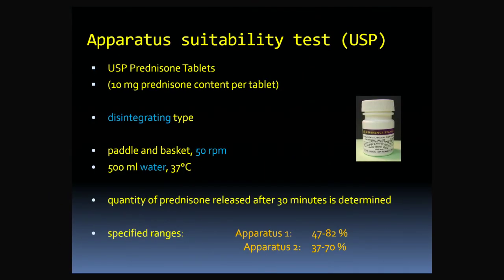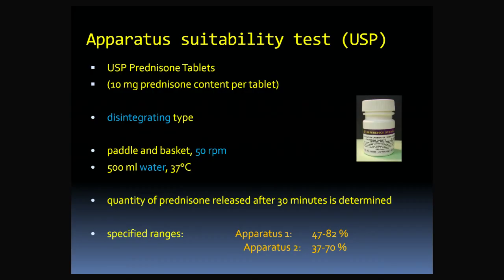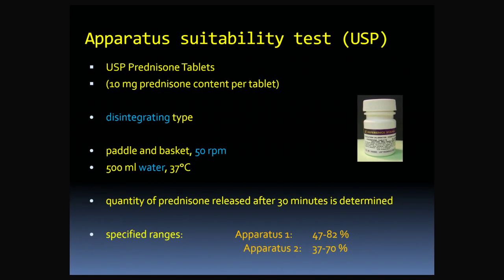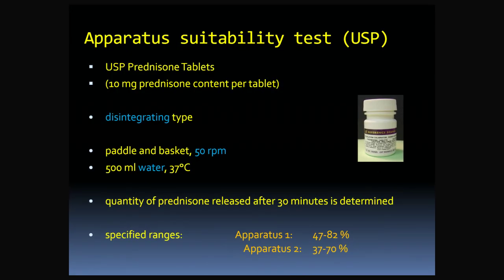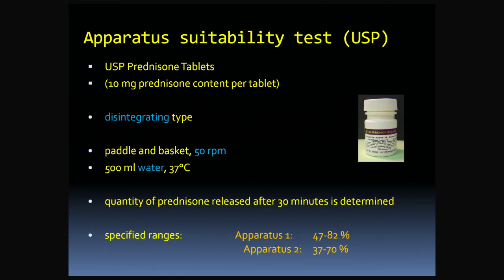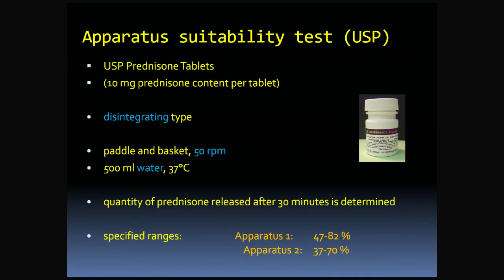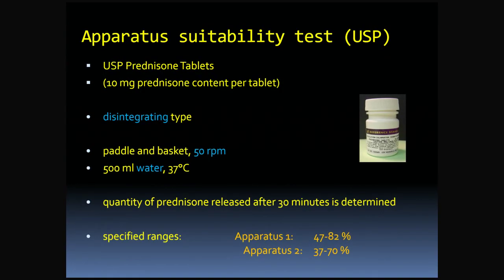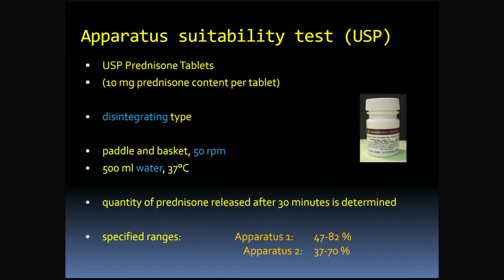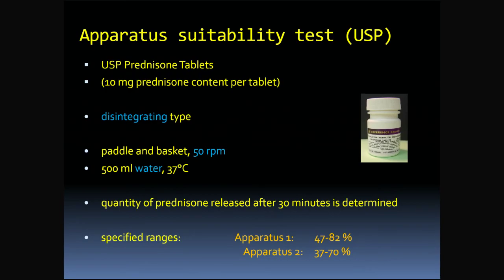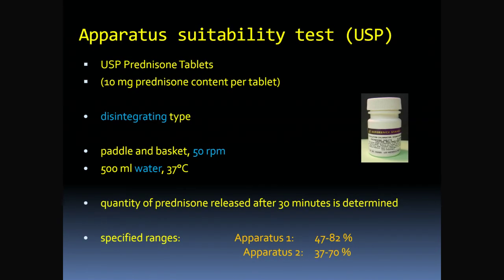We validate the mechanical precision of our hardware using 10 mg USP Prednisone tablets, a disintegrating type calibrator specifically chosen because its dissolution kinetics are acutely sensitive to fluid shear and environmental disturbances. By strictly maintaining 500 milliliters of water at 37 degrees Celsius and a rotational speed of 50 RPM, we establish a controlled hydrodynamic environment to measure the cumulative drug release at exactly 30 minutes.